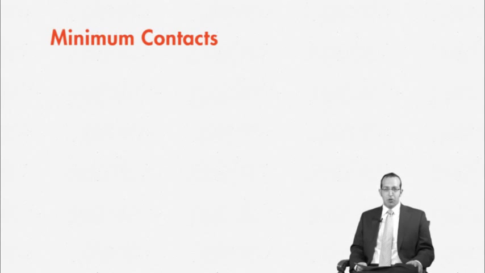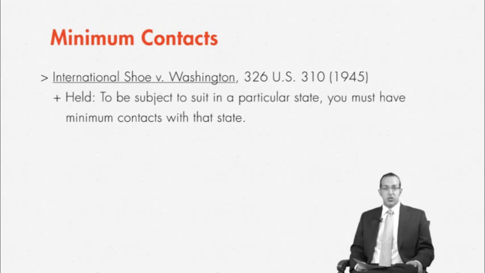Almost every first-year Civ Pro class is going to spend a considerable amount of time on International Shoe. International Shoe, distilled to a single point, is this. In order to be subject to suit in a particular state, you must have minimum contacts with that state. The reason is that one who has sufficient contacts to gain the benefits and protections of local state law implicitly accepts the good with the bad.